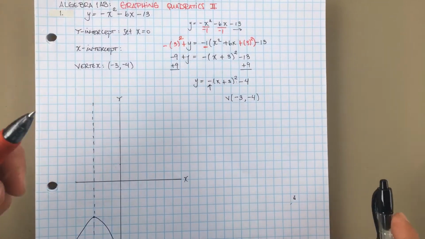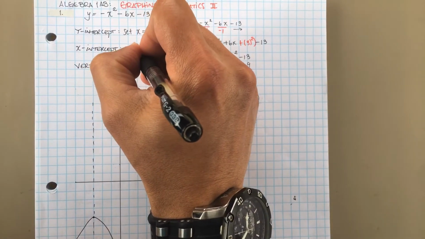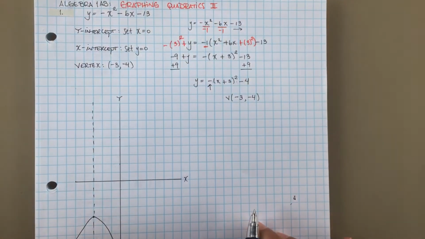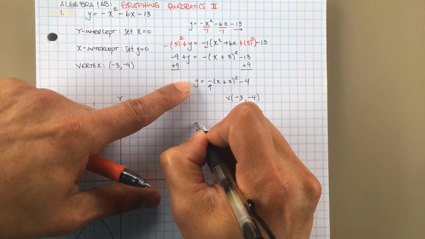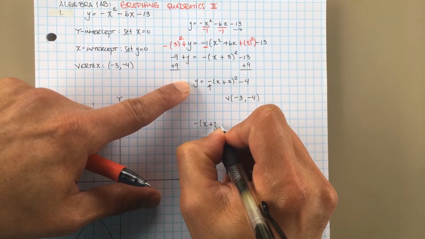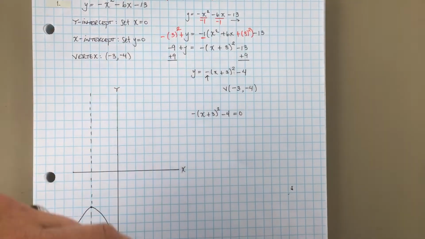So remember how to find the X-intercept. Okay, so the X-intercept, you're going to set the y equal to 0, okay? Set the y equal to 0. So here's our function, okay? So we're going to take this guy, we're going to set it equal to 0. Negative (x plus 3) squared minus 4, we're going to set it equal to 0. And we're going to solve it.